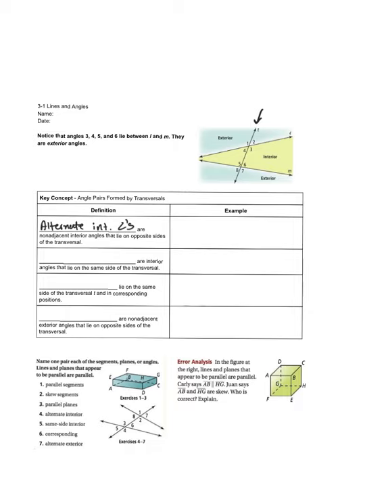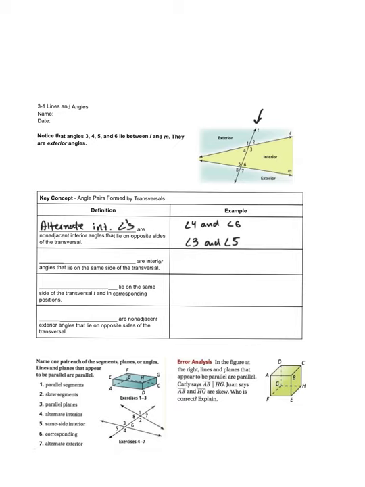So here, for example, angle 4 and angle 6 are alternate interior angles because they lie on the opposite sides of the transversal. And angles 3 and 5 are alternate interior angles because they lie on the opposite sides of the transversal. The transversal is this line intersecting these two lines L and M.